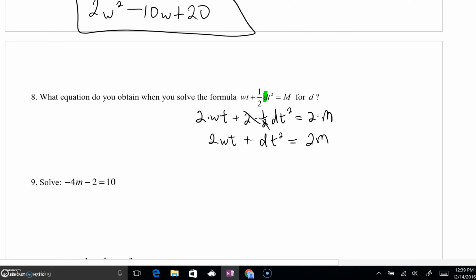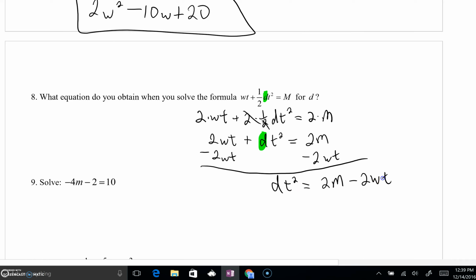And we're at least a little bit better. Right now, we still need to get d alone. At least we don't have fractions. So, I want to point out you're always going to deal with addition or subtraction first. So I'm going to subtract a 2wt. So we'll have dt squared is equal to 2m minus 2wt. We still have one more thing we have to take care of.